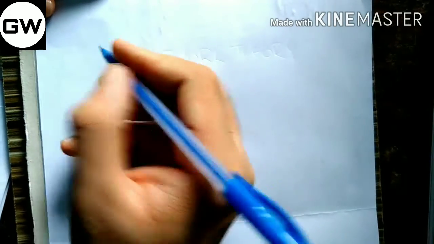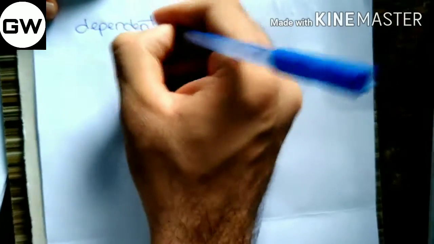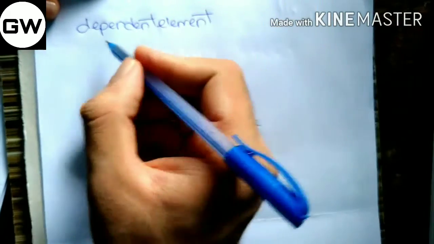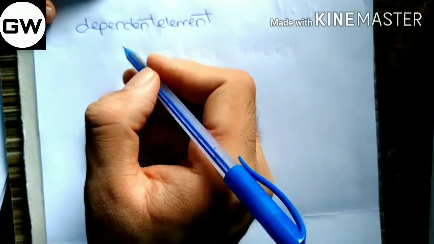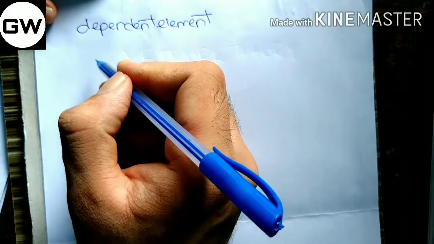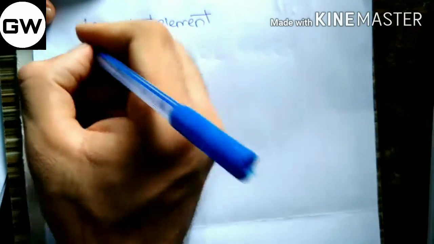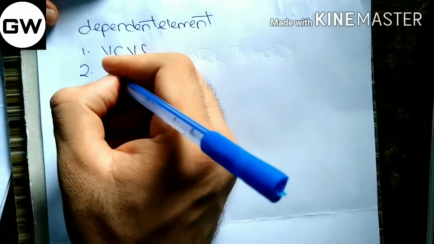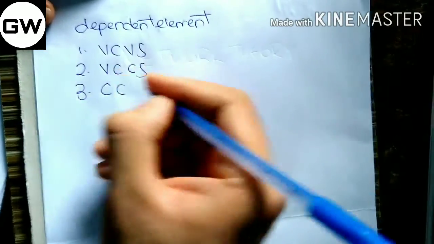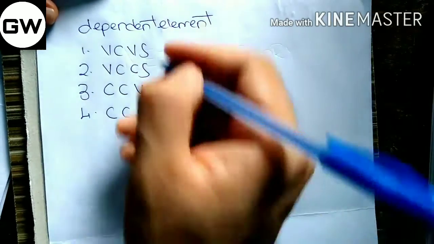Now we'll be discussing the dependent elements. Till now we discussed the independent elements. Dependent elements are the elements which depend on a current source or a voltage source. Depending upon the dependency, they are classified into 4 types: voltage controlled voltage source, voltage controlled current source, current controlled voltage source, and the fourth one is current controlled current source.